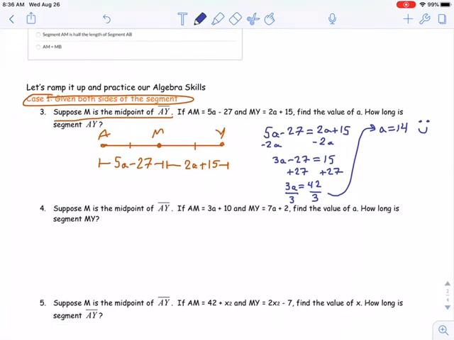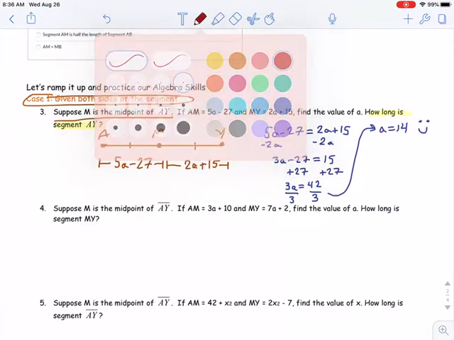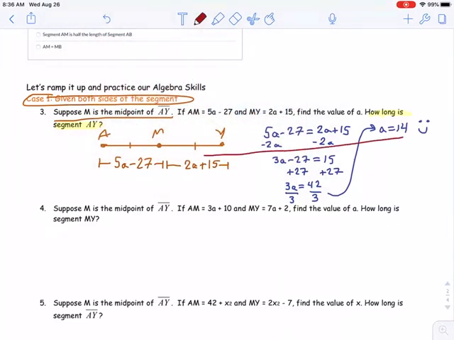All right, now don't get too excited. This is actually a good life skill to have, and people of all ages struggle with it: read the question. It says, how long is segment AY? Well, we didn't answer that. We just found the value of A. So what I have to do is now take this value and plug it in here and here.